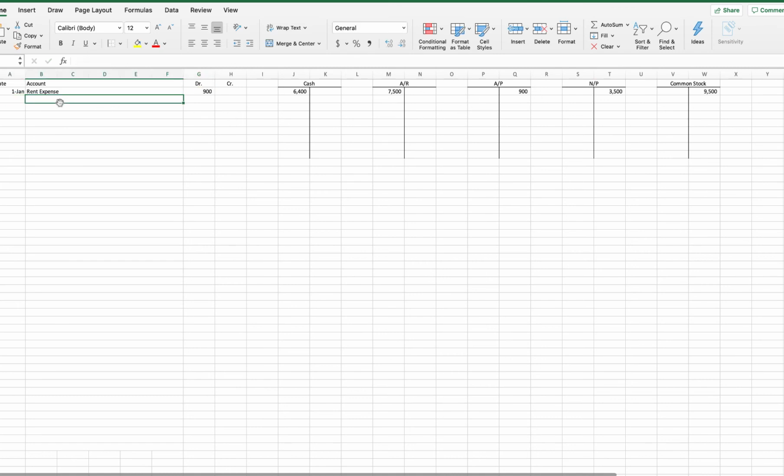Next thing I need to do is enter my credit. Well, I'm paying cash. Cash is an asset. I decrease an asset with a credit. I increase an asset with a debit. Okay? So in order to get my indent, I need to come up here to my ribbon and hit increase indent once. I'm going to type in cash for $900. Now, notice we don't have any pluses or minuses. We don't use those, especially in accounting. We only use debits or credits in this stage of the game.